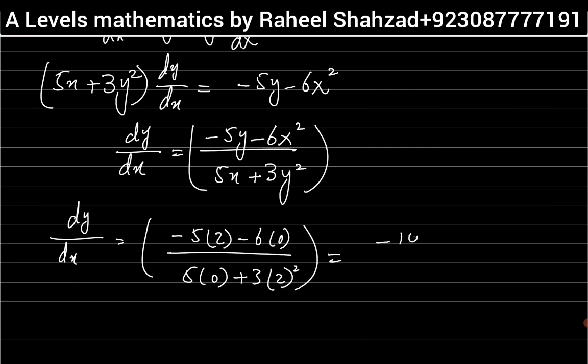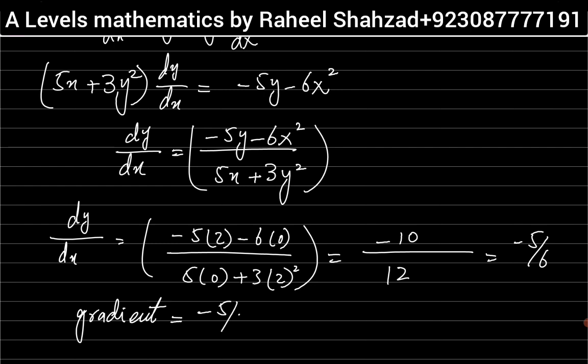This is minus 10 divided by 2 square, 4 3s are 12. So that is equal to minus 5 divided by 6. So your required gradient is equal to minus 5 divided by 6. Okay, this is your gradient, minus 5 divided by 6 in this question. Let's move to next question now.